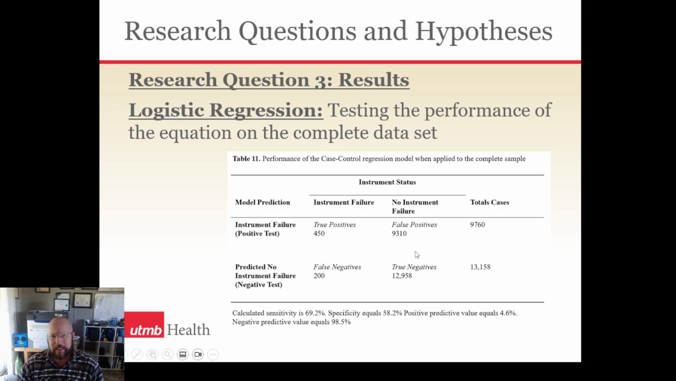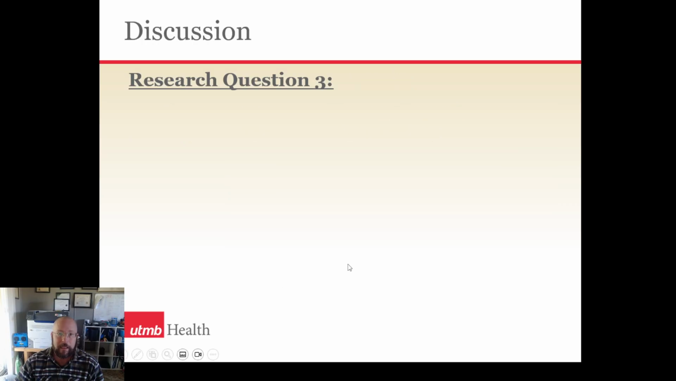Here's a different look at this. This is the case control study applied to the entire data set. You've got true positives at 450, false positives 9,310 samples, false negatives 200, and true negatives 12,958. So we've got a calculated sensitivity for this model at around 70%. Specificity, again, greater than 50%, with a positive predictive value of 4.6% and a negative predictive value at 98%. So the model does much better than equation 2, or the equation for research question 2. Still needs additional data to tweak it even some more.